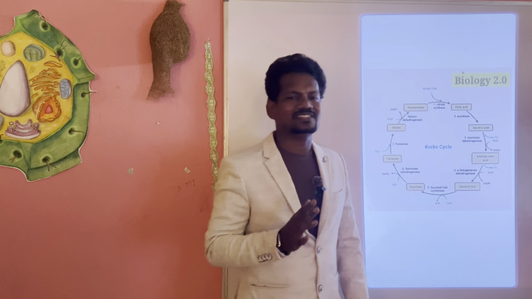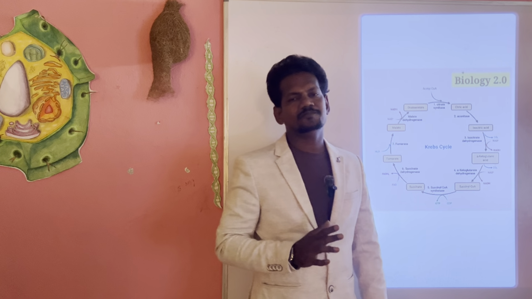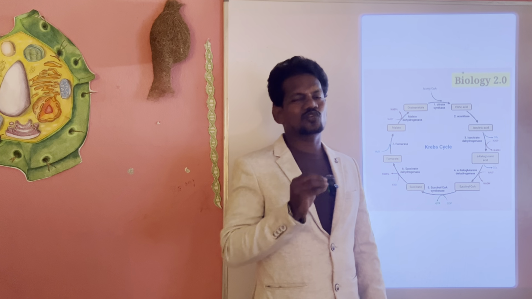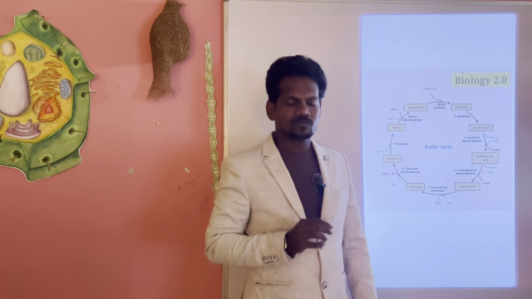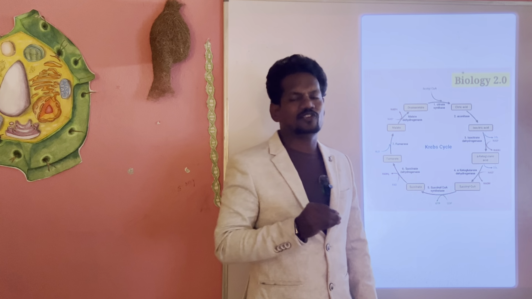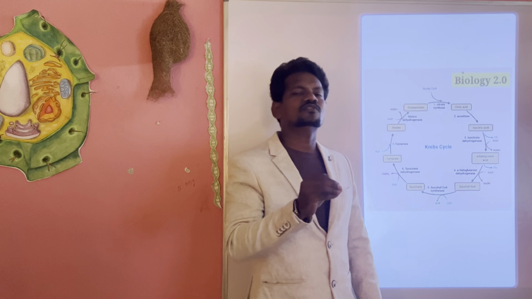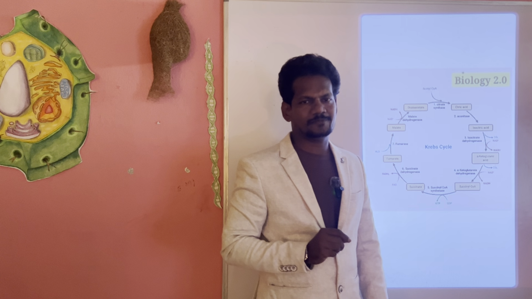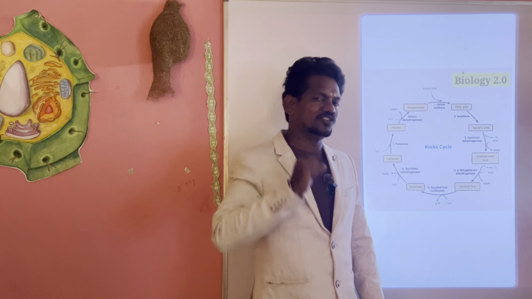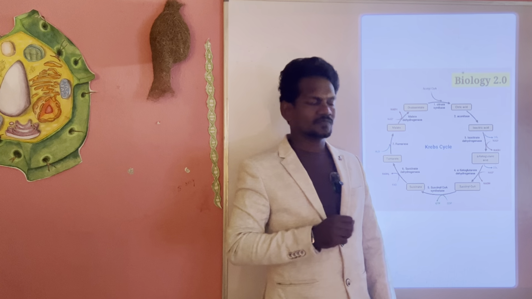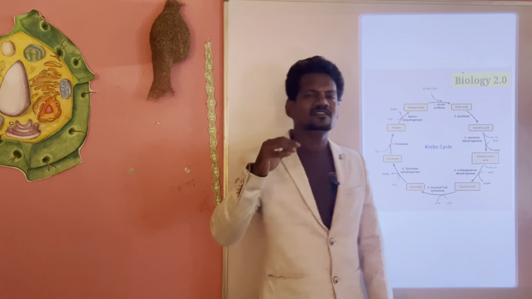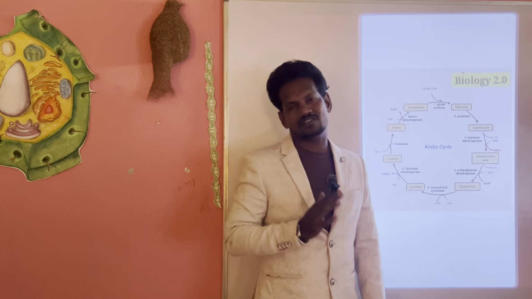At the end of glycolysis, two molecules of pyruvic acid are formed. Those two molecules of pyruvic acid enter into the mitochondrial matrix. Glycolysis occurs in the cytoplasm of the cell. The Krebs cycle takes place in the matrix of the mitochondria.